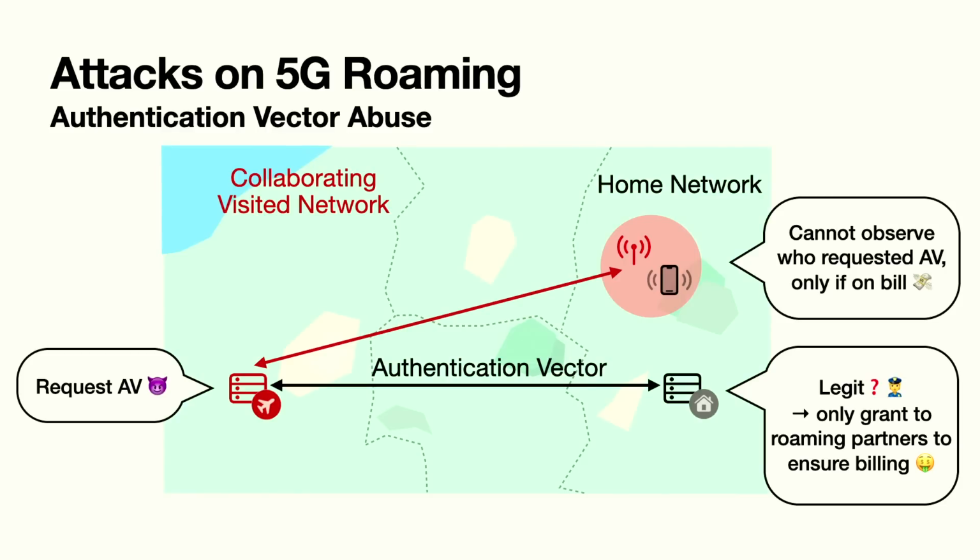The problem is that the phone or the user cannot observe which networks requested the authentication vector for their connections. They might see it if it ends up on their bill, so they might learn about it afterwards. But if you roam within the EU, for example, you usually don't see it on your bill, or if there's only very limited traffic, you might not see it on your bill either. And so you'll really be unclear about what connections your phone did connect to in the past.